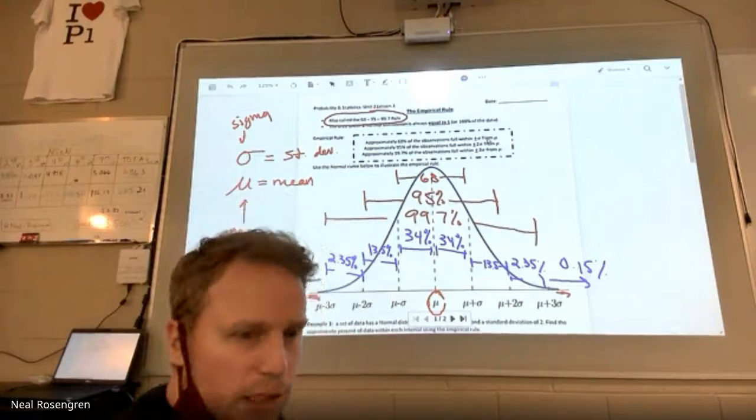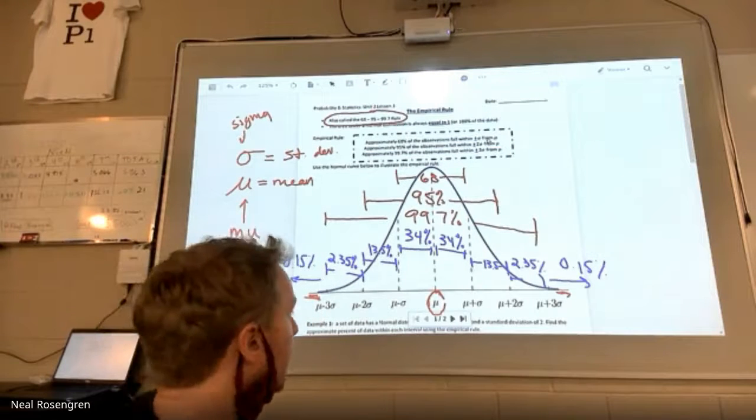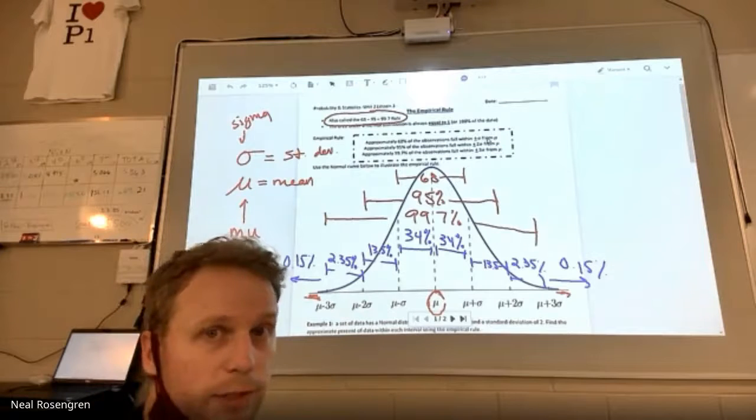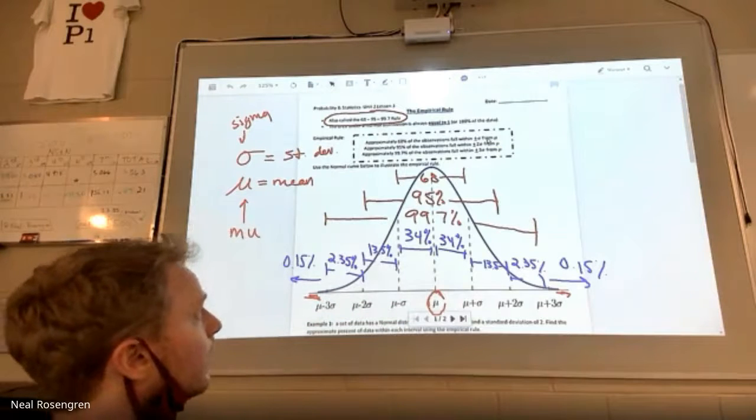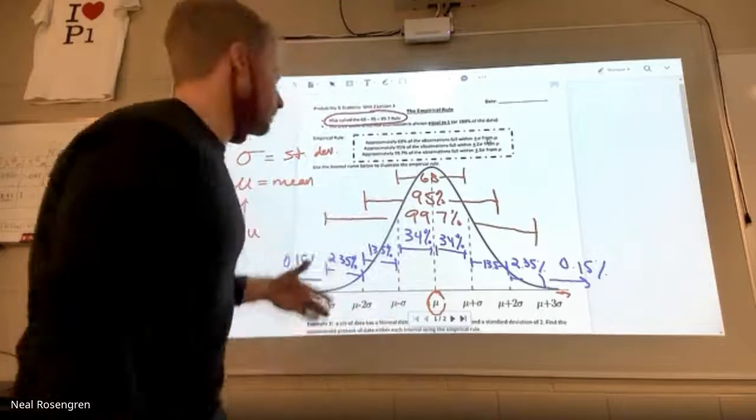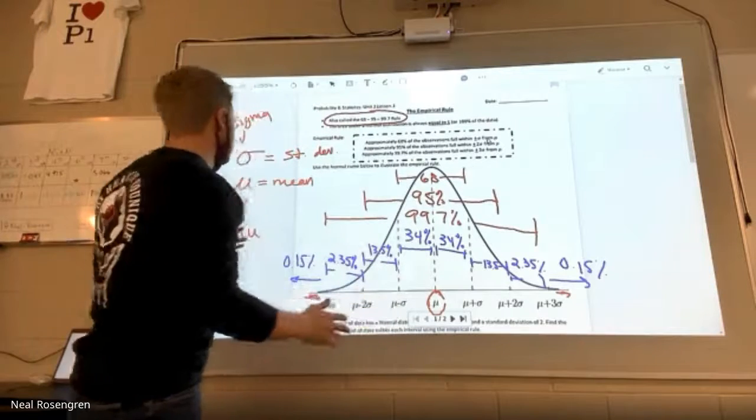Obviously, this is not me making this stuff up, right? This is something that people way smarter than me came up with to figure out how data that's normally distributed can be kind of spread out. Any questions on anything that is written right now?